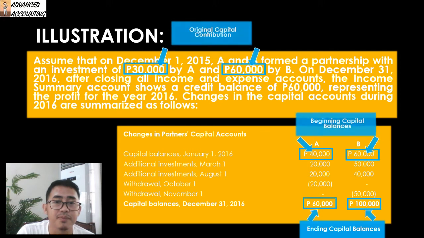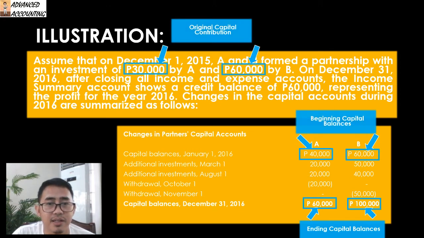Okay, so on the top, highlighted in blue, we have the original investments or original capital contribution of the partners. For A, it's 30,000 and B, 60,000. Original capital contribution represents the amount invested by the partner at the time the partnership was formed. In our last topic, we discussed the formation of the partnership. So whatever is the original capital made by the partners, that is their original capital contribution.